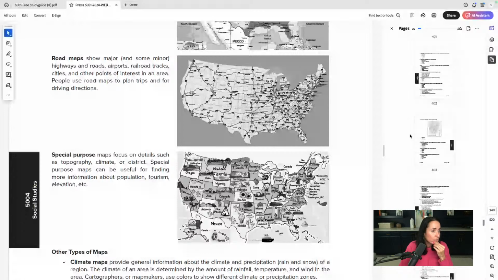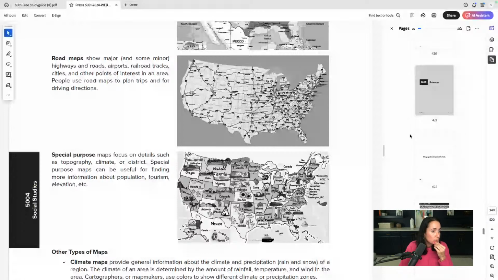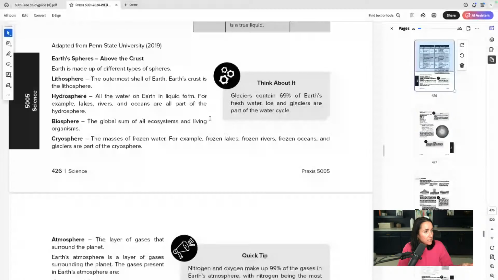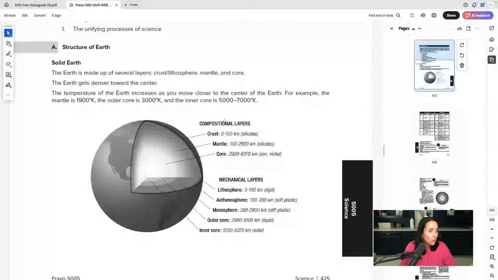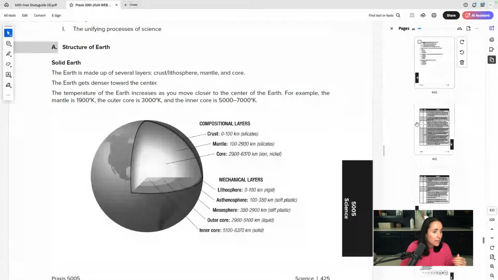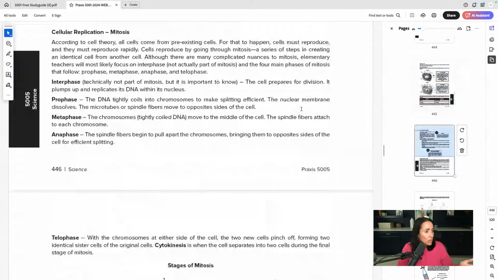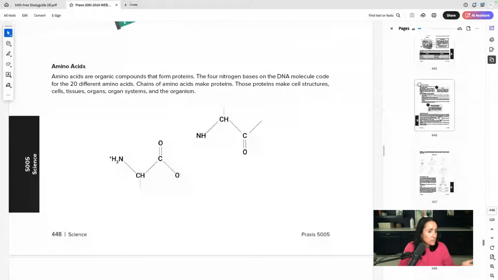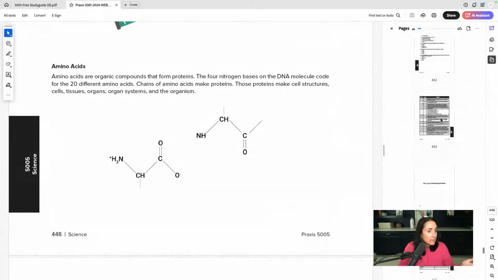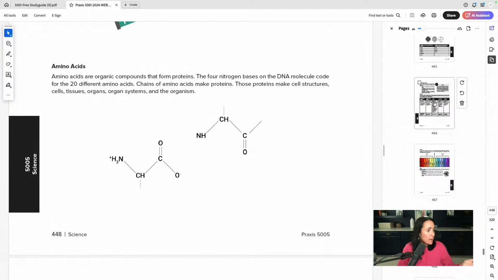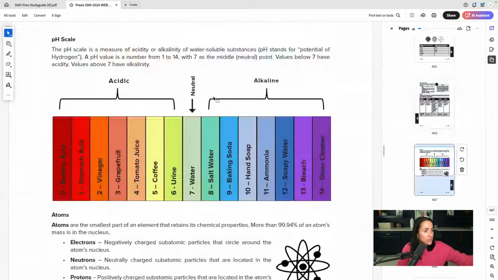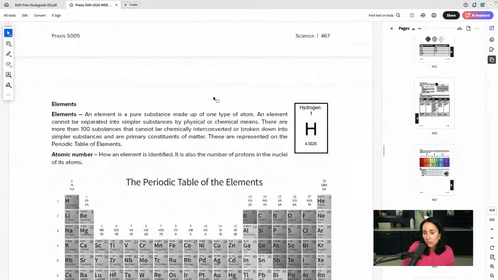Sorry, I've got to scroll through 500 pages. I just want to show you. You've got Earth and space science here, different spheres of the Earth. Then you've got life science, which is going to be about your cells and DNA and heredity and meiosis and mitosis and things like that. And then you have physical science, which is all about atoms and mixtures and the pH scale. And it's a lot of information, you guys.